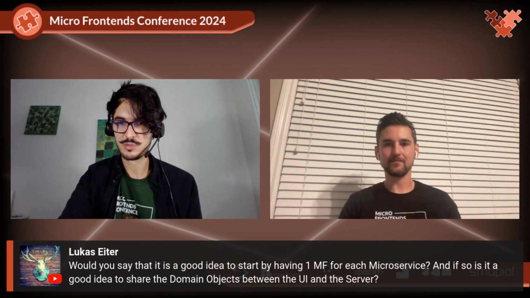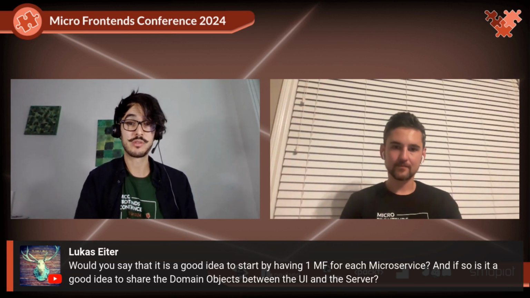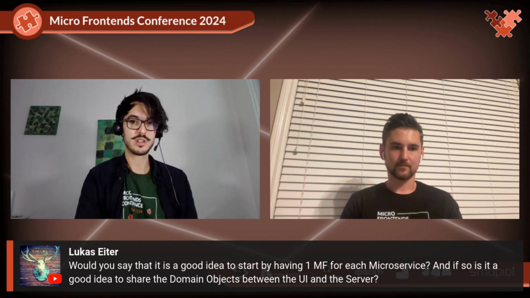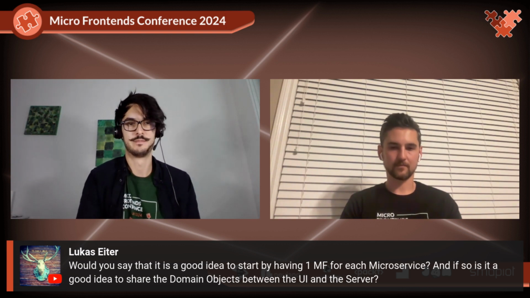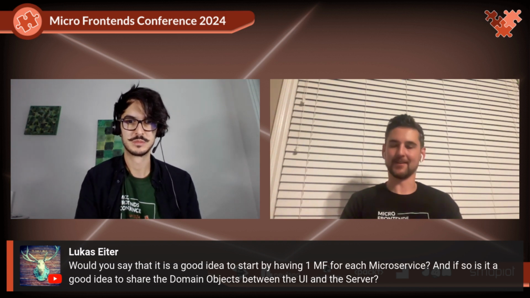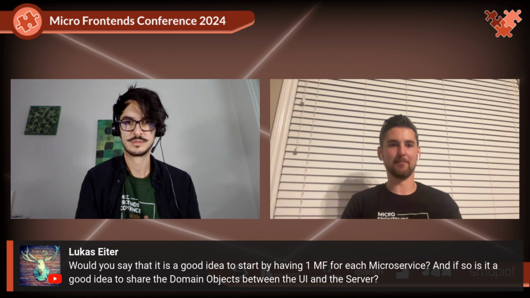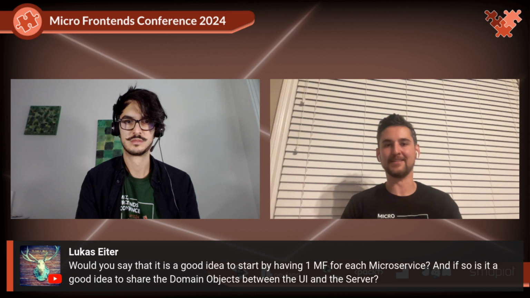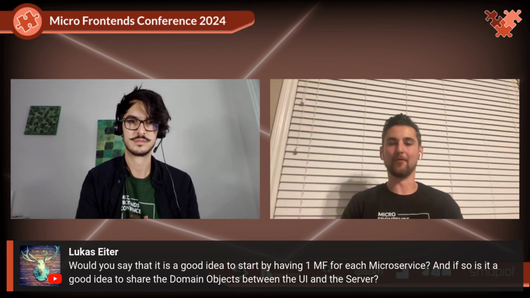Okay, the next one is, would you say that it is a good idea to start by having one micro frontend for each microservice? And if so, is it a good idea to share the domain object between the UI and the server? That's a good one. I would answer that it depends. It depends on the different business needs. It's hard to say that you need to have exactly the same mapping between backend and frontend. I just showed some ideal picture of how it might look, but it doesn't mean that it will work for every case.